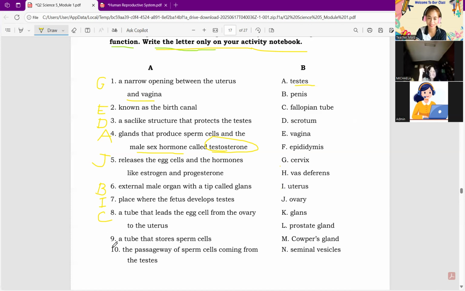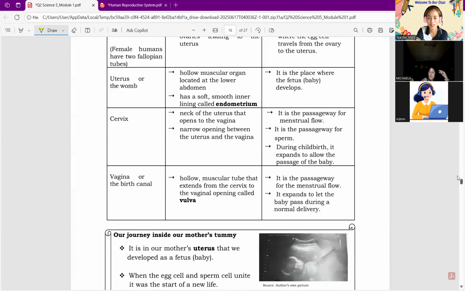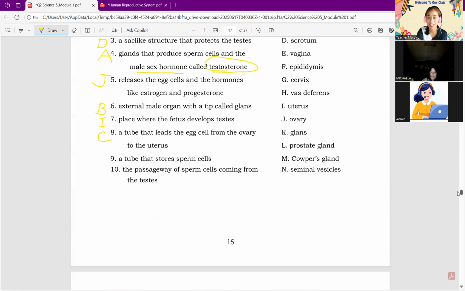A tube that stores sperm cells. What is that tube that stores the sperm cells? Let's go back to this. I'm sorry. All right. So letter F. Very good. So how about number 10?